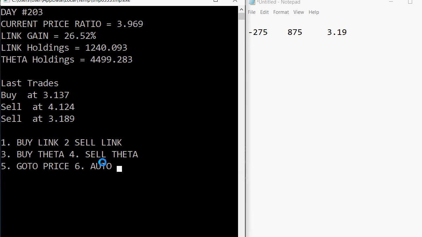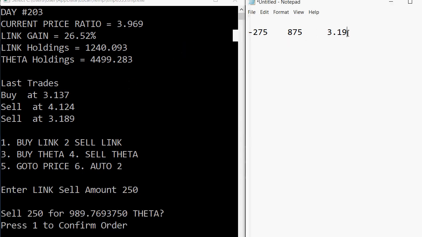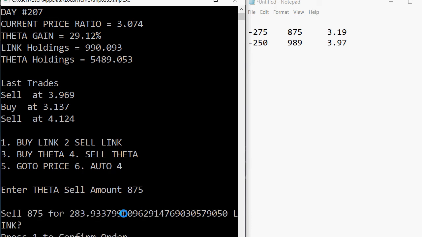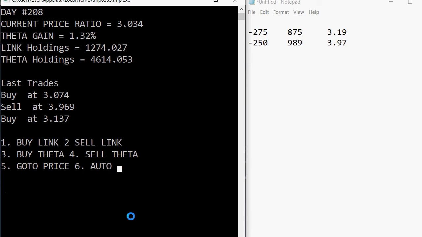Now we have a Link gain to add some more. So 270. We can maybe sell 250 and get 989. Doing so at a 397 price. And because now it's only a differential of like 80 cents, that's almost 20%. So that's normal. So Theta gain in here, and we can see a 307 brings it below 319. That's nice to see as well. If we go 875, we would gain 283. And then that one is cleared.